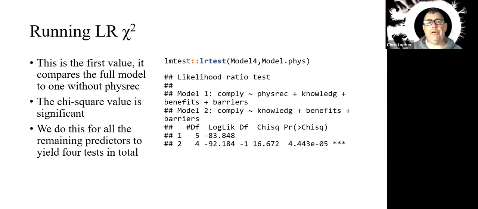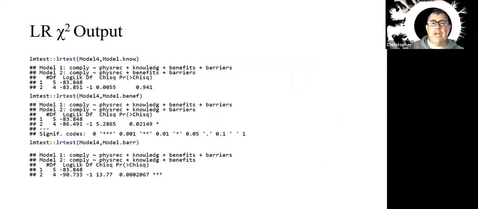This is the test for just physical recommendation. You can see the rest of them. Here is the test for knowledge. The first one, we can see knowledge is not significant. For benefit, we can see benefit is significant with a probability of 0.02, and then we can see barrier, the final one, is significant. Its probability is less than 0.001.